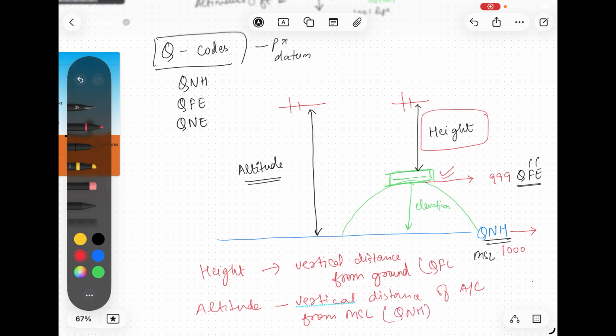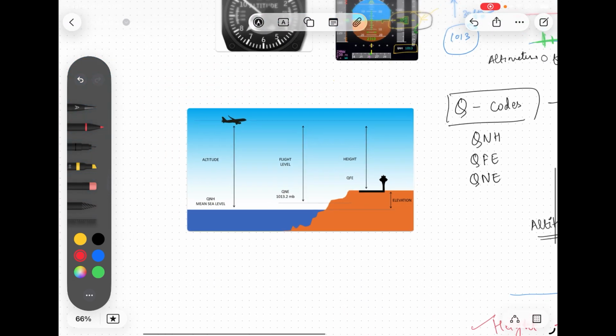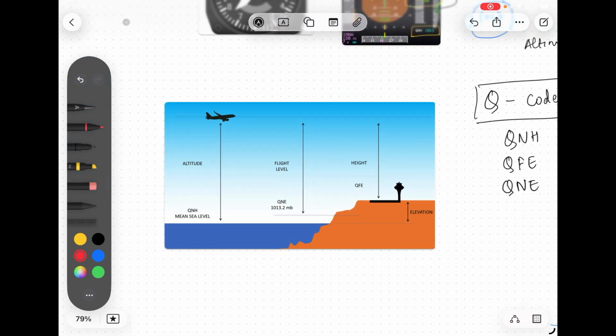These settings are just pressure settings. The field elevation or QFE setting is the pressure on the runway or airport that day, after the elevation, right? And QNH is the mean sea level setting of that area or city. So QNH would be different for different cities, because everywhere the mean sea level is different, right? So this is height, this is altitude. Now let's understand all this in this diagram, which is very, very important to understand.